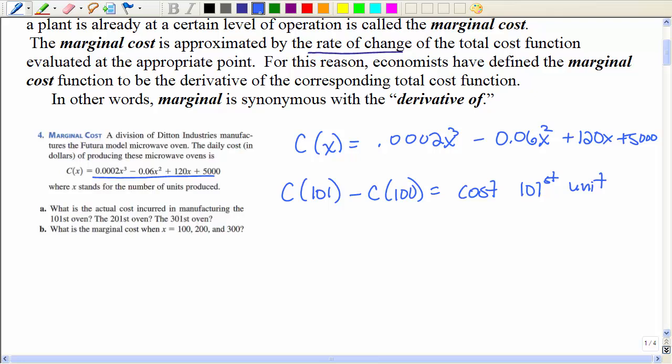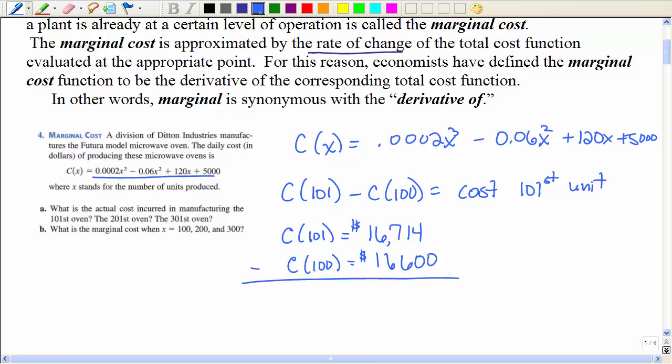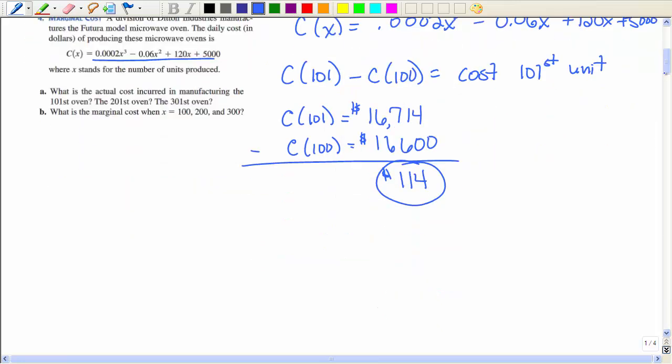All right, so we're going to need a calculator here. So I'm going to calculate the cost of the 101st unit. The cost of manufacturing 101 units is $16,714. The cost to manufacture 100 units is $16,600. And so if you subtracted those, the cost of the 101st unit is $114. All right, so that's what you want to do for the 201st and the 301st.